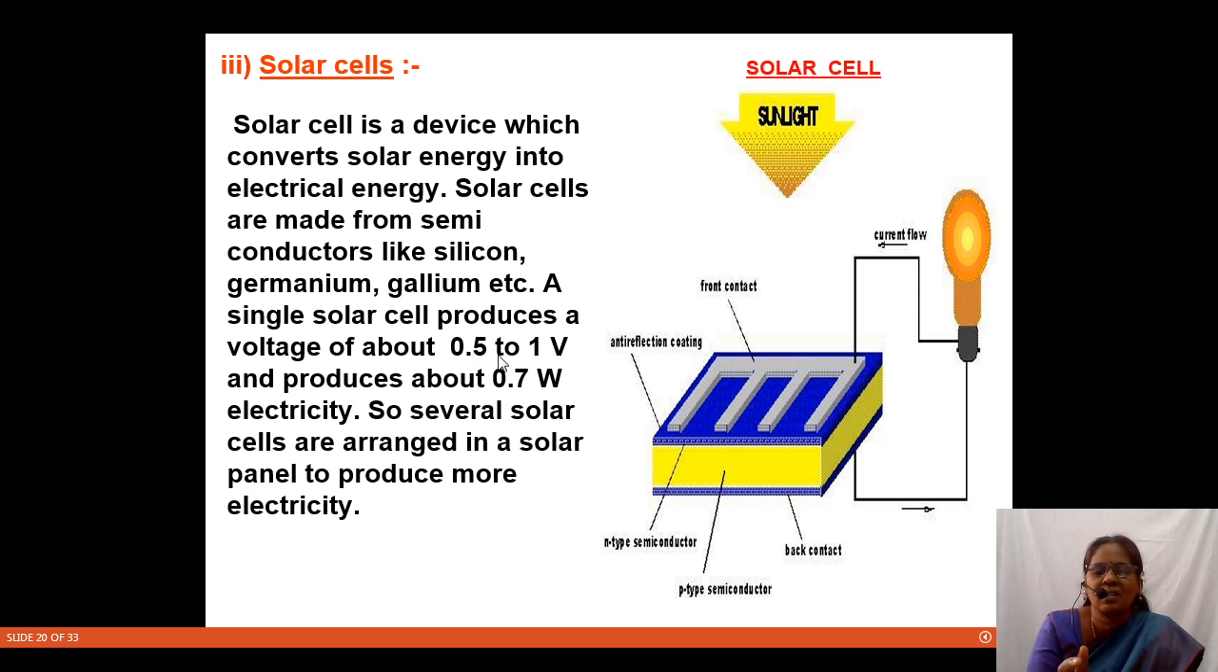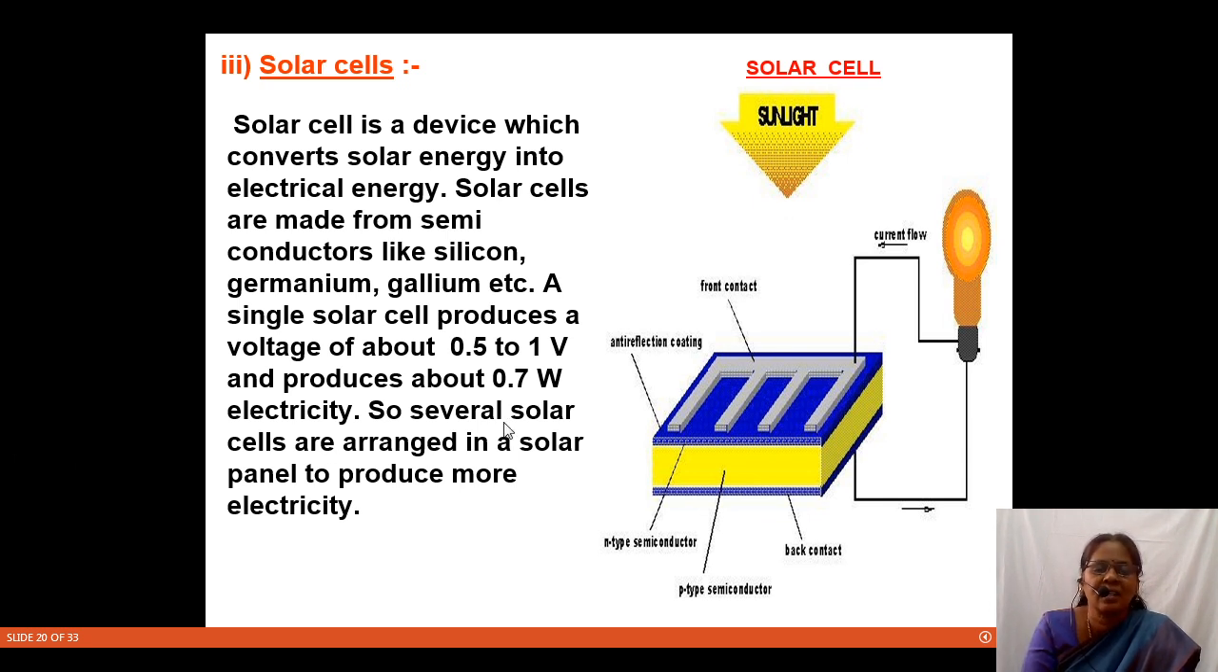One small solar cell, a single cell, gives 0.5 to 1 volt. Even operating one small LED is very difficult with that. A single solar cell also produces about 0.7 watt of power. That is the amount of electricity we can generate from one solar cell: a potential of 0.5 to 1 volt and power of 0.7 watt.